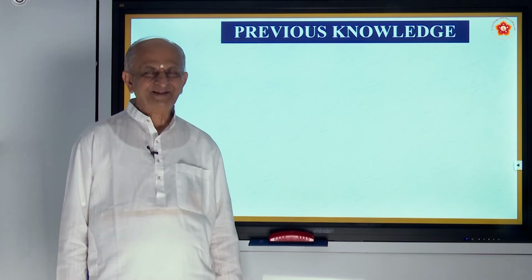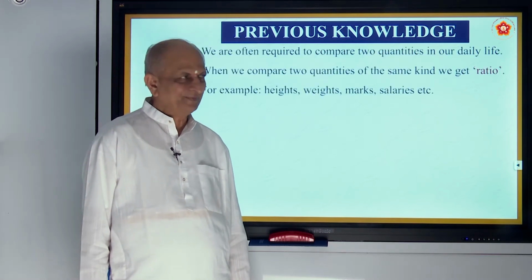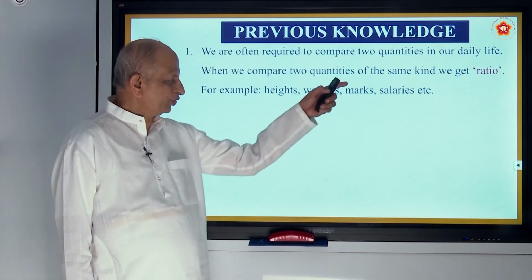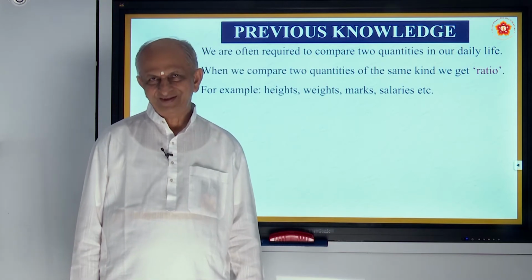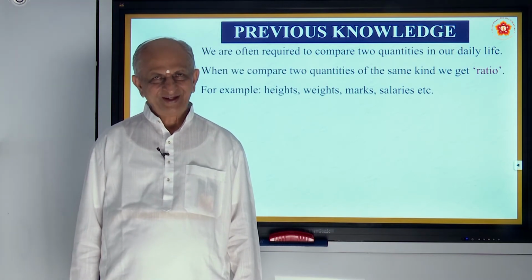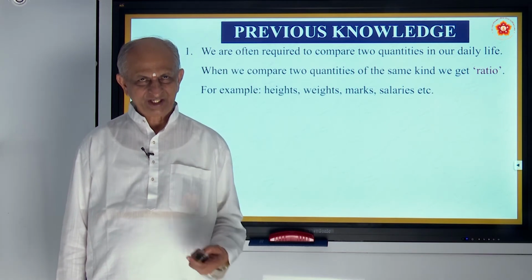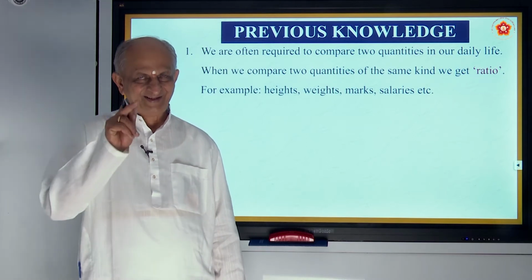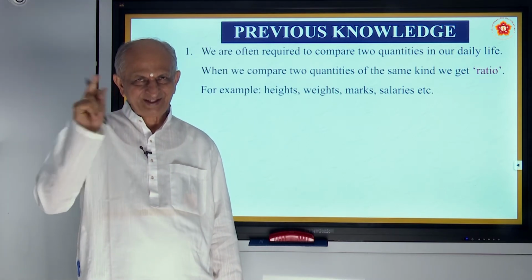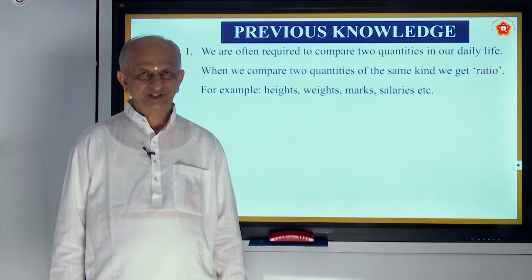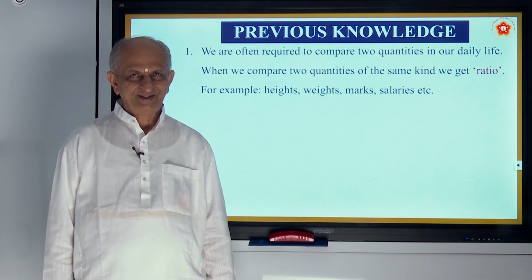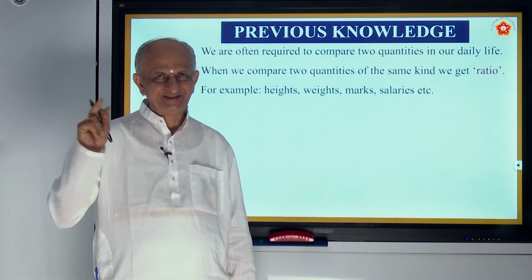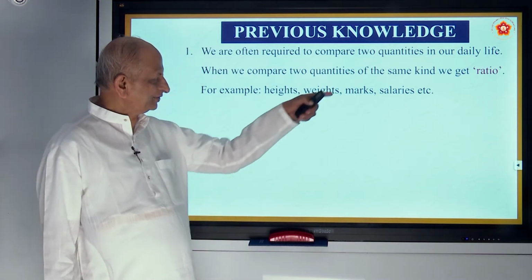So this chapter is about comparisons, but a special type of comparison. That is what is called ratio, R-A-T-I-O. The T is silent. Can you name some words in English where the T is silent? Listen, L-I-S-T-E-N. T is silent, correct? Watch, W-A-T-C-H. T is silent. Catch, C-A-T-C-H. T is silent, correct? Like that, the word is called ratio.